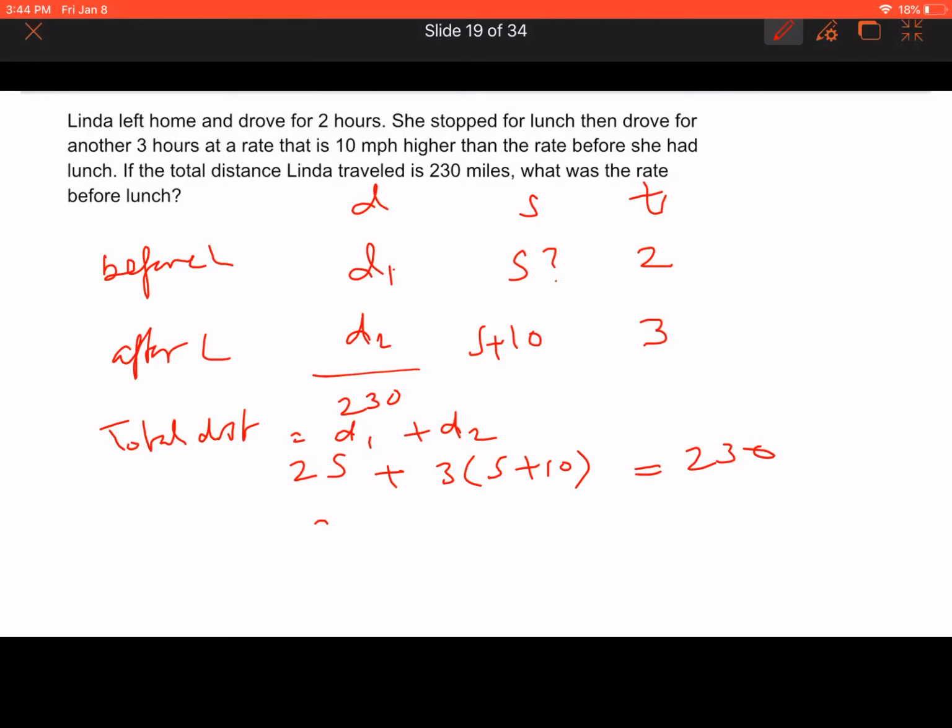So we have to solve the equation to find the value of s, which is nothing but 40. Okay, the units we have to find out what is given. Speed is given as miles per hour, so the distance we have to mention as miles. Okay, here also speed, so miles per hour.